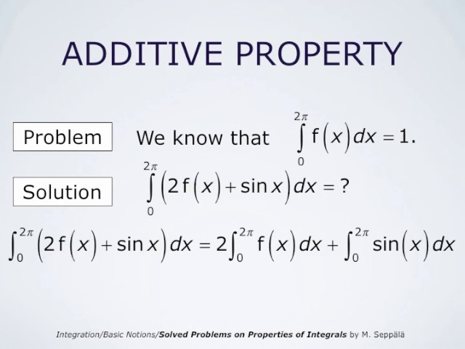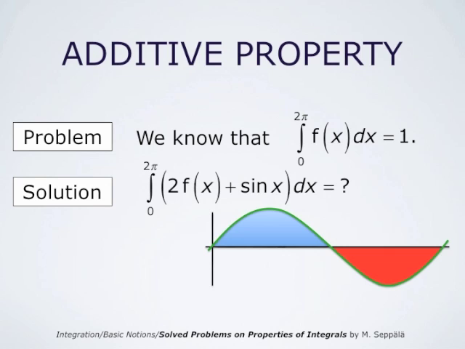We first observe that the integral from 0 to 2 pi of 2 times f of x plus sine of x dx equals 2 times the integral from 0 to 2 pi of f of x dx plus the integral from 0 to 2 pi of sine of x dx. This is by the properties of the integrals. And the integral from 0 to 2 pi of f of x dx is known to be 1. Therefore, we may substitute 1 in the place of that integral, and we get that the integral for which we have to compute the value equals now 2 plus the integral from 0 to 2 pi of sine of x dx.